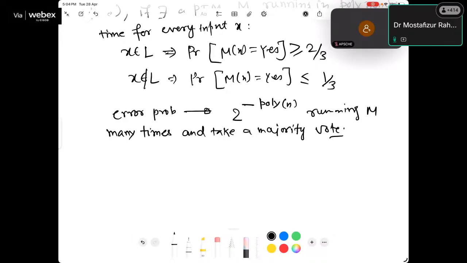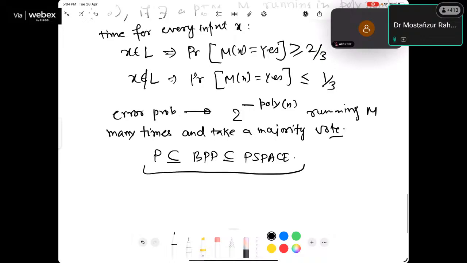If the solution is correct with a probability of more than 66.67%, two-thirds, then I say this is the correct logic for that particular problem. So in general, P, the polynomial-time problems, are a subset of BPP, and BPP is a subset of PSPACE. This is the relation between probabilistic and deterministic algorithms.